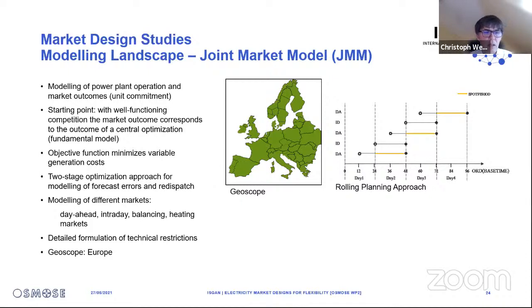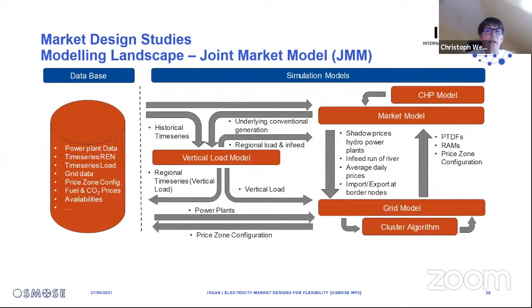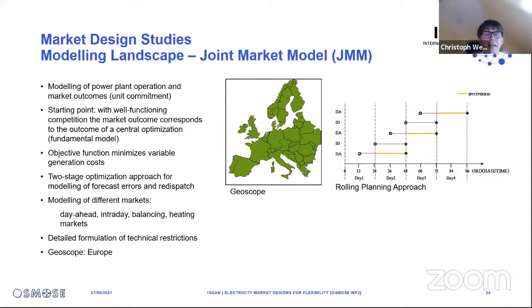And as we know from economic theory, in the case that we have competitive markets, the outcomes of these markets in equilibrium will correspond to the results of an optimization problem. And so what we are modeling are the dispatch of the different generation units and the demand side flexibilities, the storages. And what is specific for this market model is that it uses a rolling planning approach, as shown in the right part of this slide.